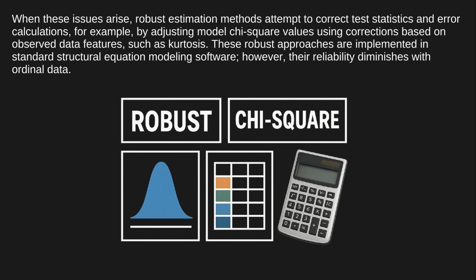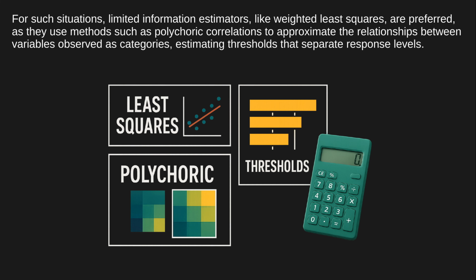However, their reliability diminishes with ordinal data. For such situations, limited information estimators like weighted least squares are preferred, as they use methods such as polychoric correlations to approximate the relationships between variables observed as categories, estimating thresholds that separate response levels.